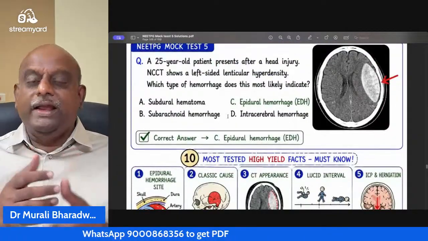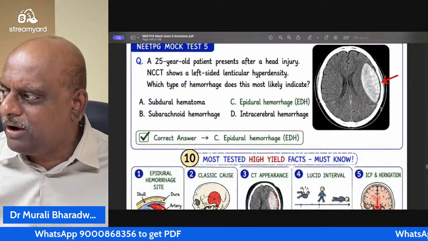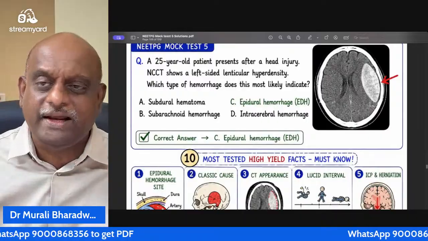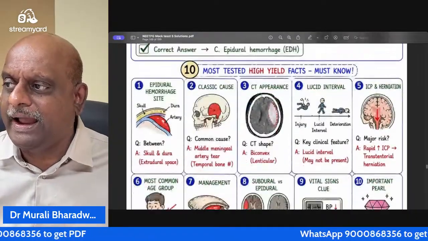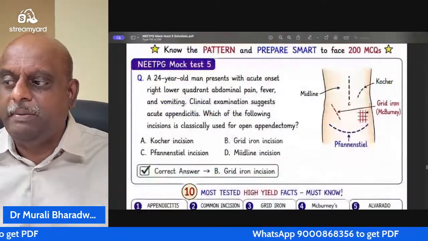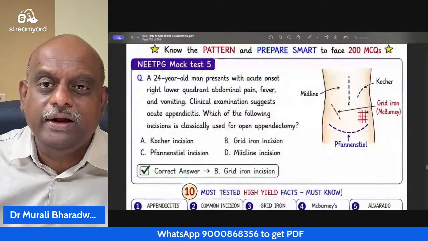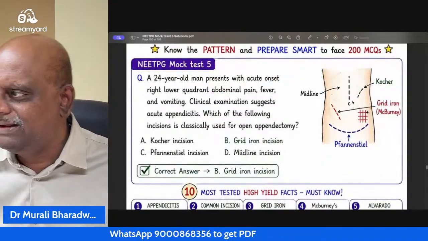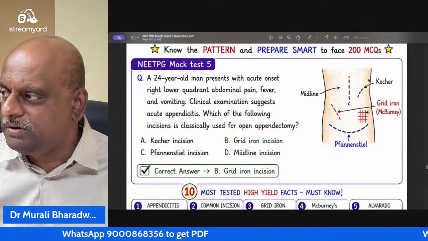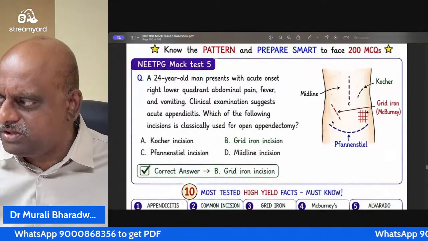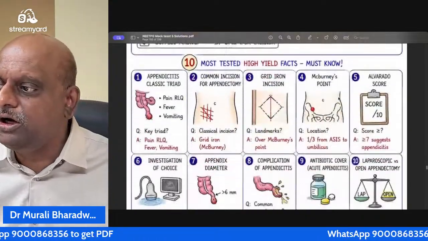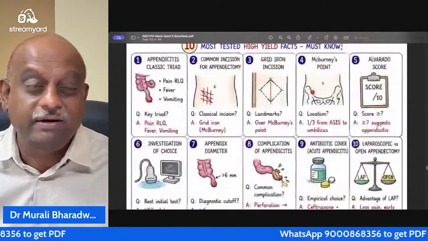25-year-old with head injury, with a biconvex shaped opacity is epidural hemorrhage is what we need to remember. So in acute appendicitis, we do gridiron incision, McBurney's. There is a midline incision, there's a Kocher's incision, Pfannenstiel incision. You need to be doubly sure about all these various incisions.